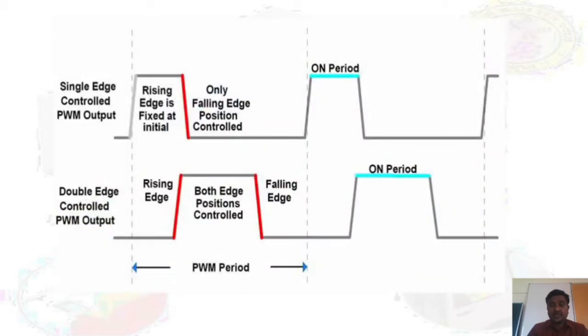See the example figure shown here, with both single edge and double edge. In the first clock cycle, single edge controlled PWM output, only the falling edge position is controlled, that is the red line on the falling edge. Here PWM can be controlled. In the double edge controlled PWM output, in the second clock cycle, we have shown both the rising edge as a red line and the falling edge also as a red line. That's why we call it both rising edge and falling edge; the output can be controlled. That's why we call this double edge controlled PWM output.